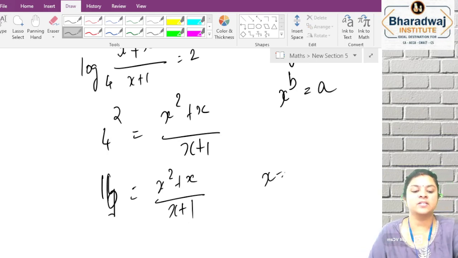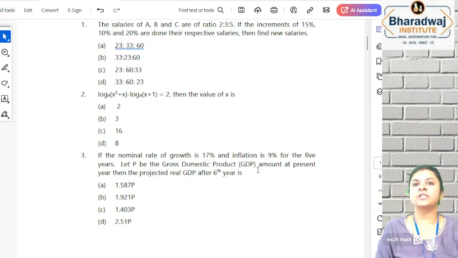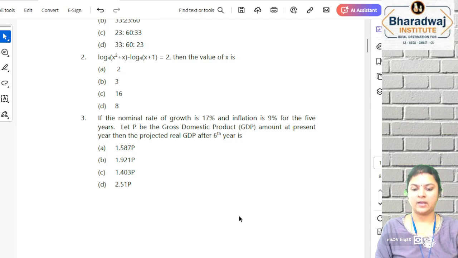So answer of x is equal to 16. Are you getting x is equal to 16, friends? Anyone who's not getting or having difficulty, please let me know. Next.